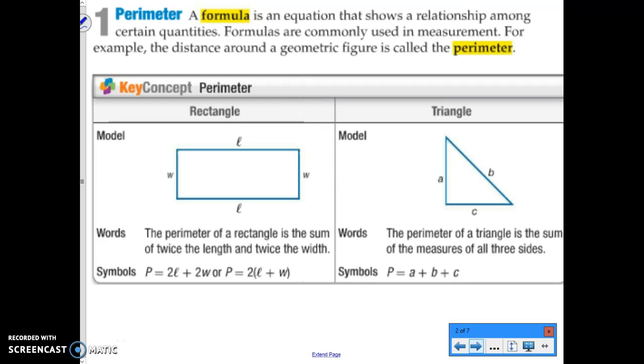For example, the distance around a geometric figure is called the perimeter. So you're going to add up all sides of the geometric figure to find out what that perimeter equals. And remember to always add on your units to the end of your answer.